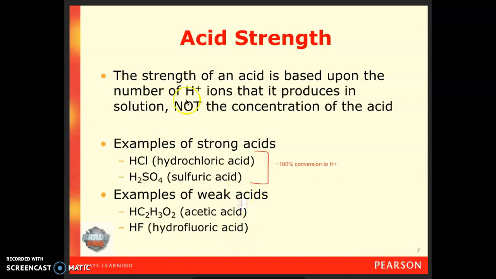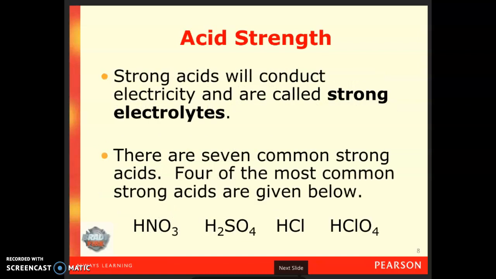On the other hand, weak acids, such as acetic acid and hydrofluoric acid, what we see in those is usually less than 5% conversion to hydrogen ion. And so these do convert to hydrogen ions, but they do so in a very limited kind of way. And because of those limitations, what we end up seeing is much weaker acidic character compared to the strong acids. Weaker corrosive capabilities, weaker reactivity overall.